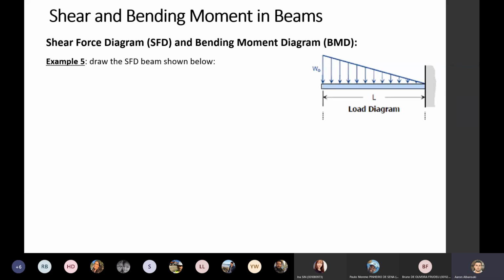Can you please start thinking about the shear force diagram for this parabola shape? For this uniformly varying load shape.